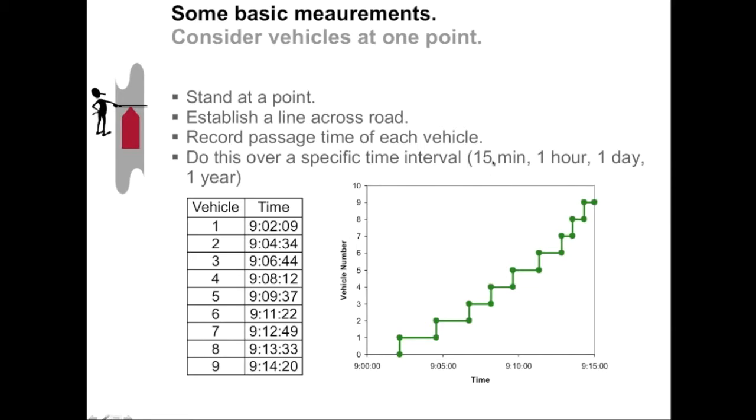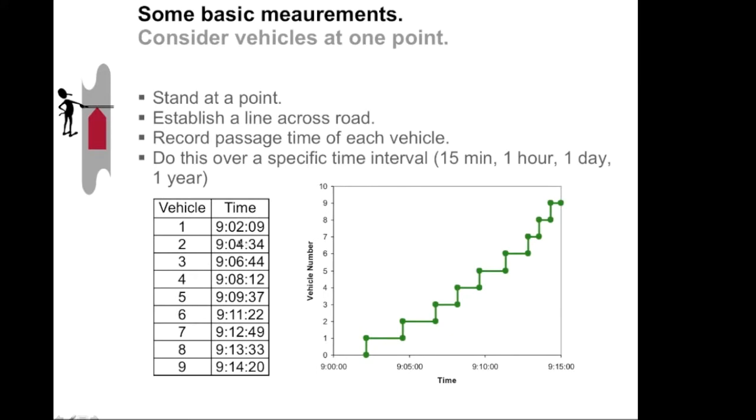In transportation, we typically count for 15 minutes or for 1 hour or for 1 day, for 1 month, for 1 year. Quite often we do this using automatic sensors, but I'd like you just to visualize that you're doing this yourself. Now all you do is write down the times that each vehicle passes by so that you basically have a list of vehicle number and passage time.